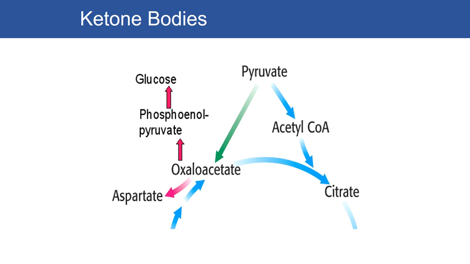Oxaloacetate is normally formed from pyruvate by pyruvate carboxylase. Again, the entry of acetyl-CoA into the citric acid cycle depends on the availability of oxaloacetate. So the concentration of oxaloacetate is lowered if carbohydrates are not available, as you'll see in starvation or in diabetes. This is why you get diabetic ketoacidosis, where ketone bodies form as a byproduct of this process, and that increases the acidity in your blood and causes other problems.